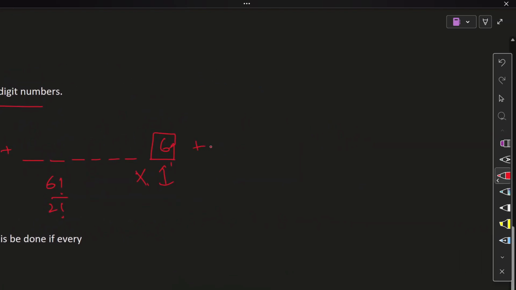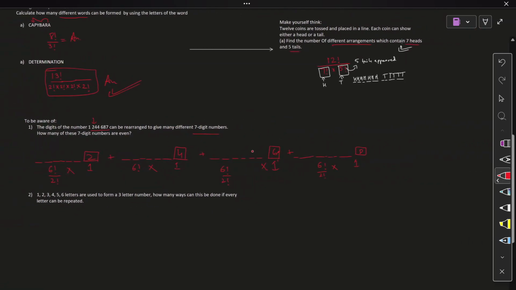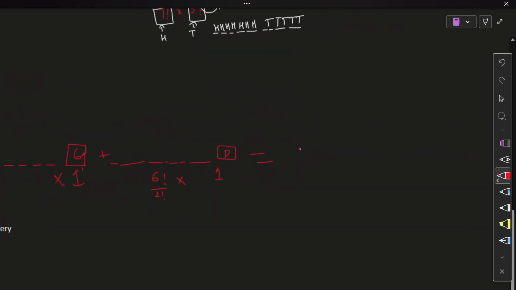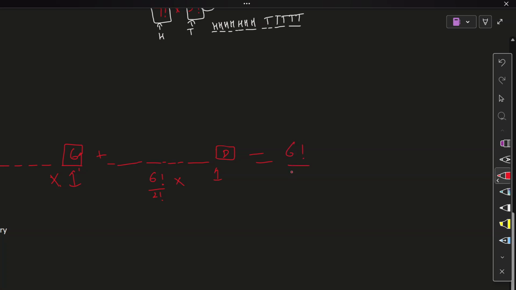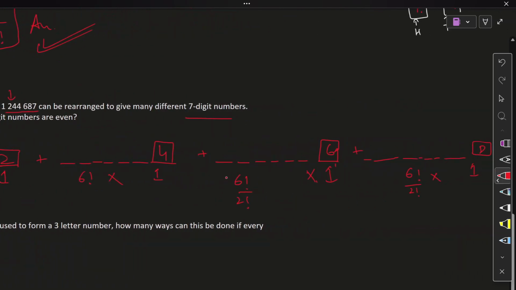Then I'm going to do the same thing with an 8. And 8 goes to the last position. So 6 factorial divided by 2 factorial into 1, because the 8 is fixed. So overall, there are 4 cases that can be simply written down as 6 factorial divided by 2 factorial into 3, because once with 8, once with 6, and once with 2, the same thing has happened.